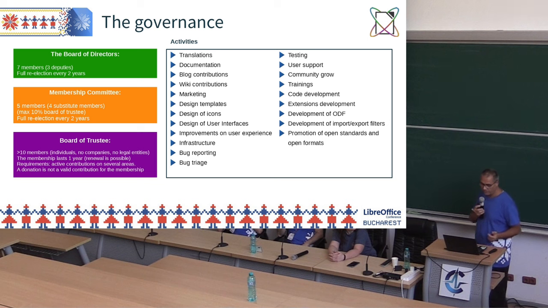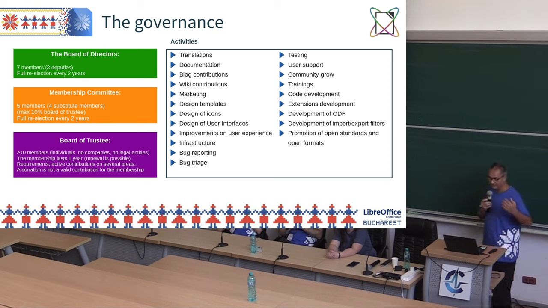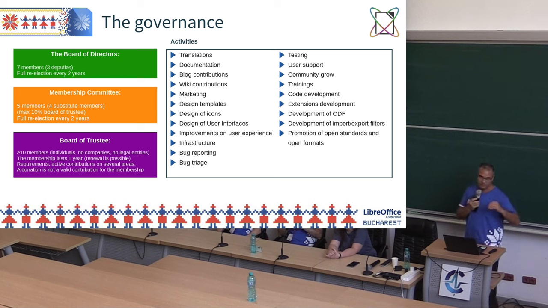Then there is bug reporting, which is usually also a good starting point for newcomers, and bug triage, much better. Then testing and user support, also replying on Discourse or emails or whatever, or also groups on Telegram. And then trying to grow the community, so spreading the word and inviting other people to become part of the community first and then members, by word of mouth or Telegram or, by the way, becoming an advocate. Then there are trainings and code development, which is fundamental, obviously, but it's not the only one, as you can see here, as well as the development of extensions, which is sometimes a starting point for becoming a developer.